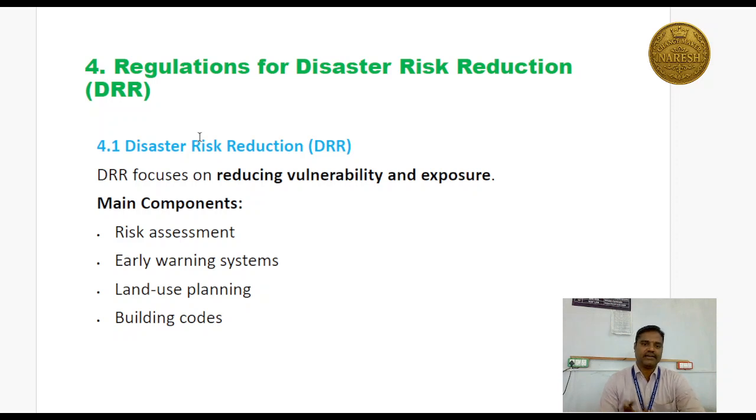The very first one, disaster risk reduction, DRR. It focuses on reducing vulnerability and exposure. The main components of disaster risk reduction: risk assessment, which we need to analyze. The second one is early warning systems. So we should give the yellow signal, orange signal, and red signal. These are the three things that will be shown, and we'll give SOS messages to all the people who are living aside of coastal areas. Then land use planning also. Then building codes which are there.